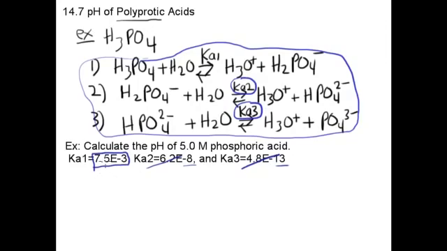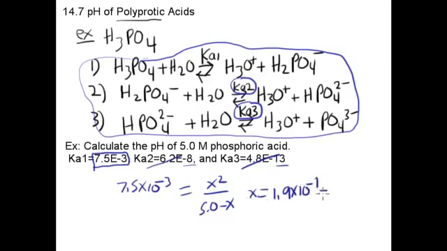So you would just do an ice table with Ka1. You would wind up with 7.5 times 10 to the negative third is equal to x squared over 5.0 minus x. Solve for x. When you solve for x, you wind up with 1.9 times 10 to the negative first. That is equal to your H plus concentration. Then you take the negative log of that to get your pH, and pH in this problem is equal to 0.72.